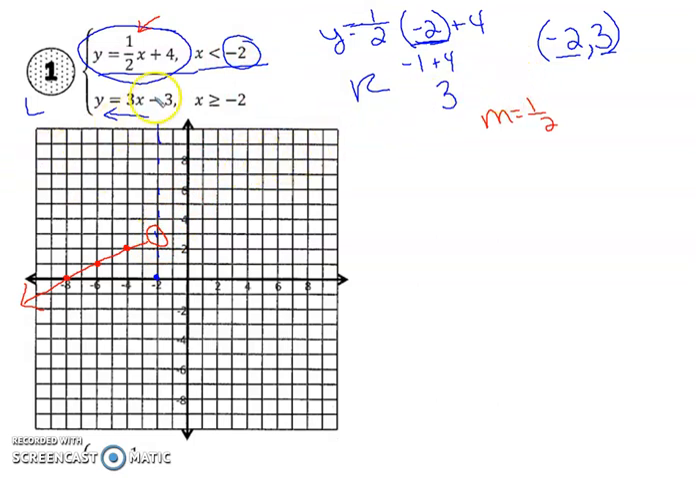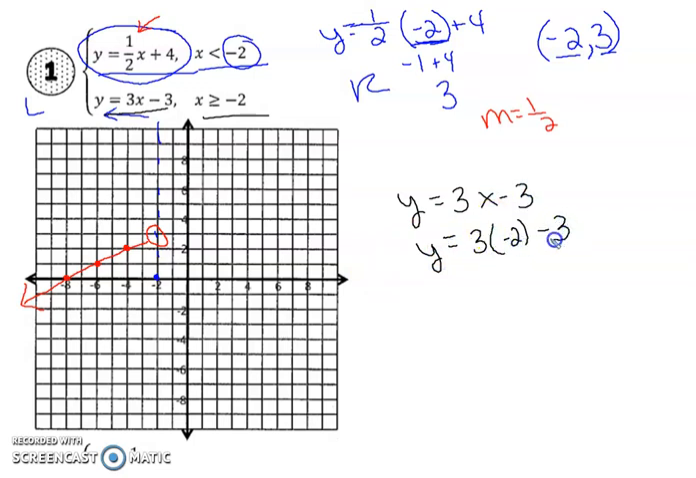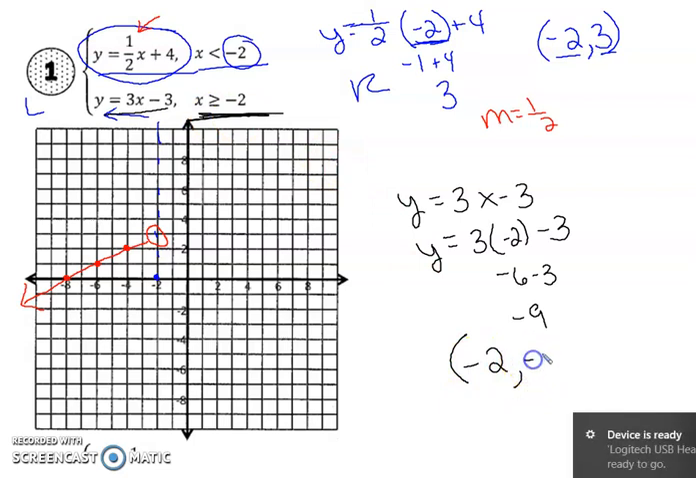So let's do the same thing for this one. I'm going to start by plugging in -2 everywhere there's an x. So I'll plug in 3 times -2 minus 3, -6 minus 3, -9. So I know my ordered pair is, I put in -2 for x, and my y was -9. Okay? So that's what I have, -2 and -9. So let's go to that point. Is it open or closed?